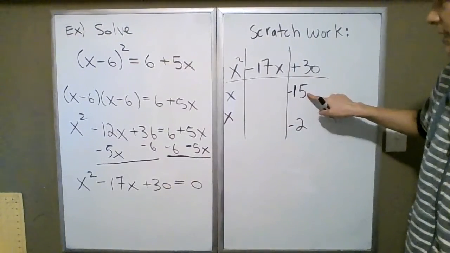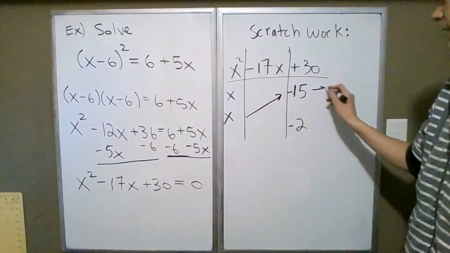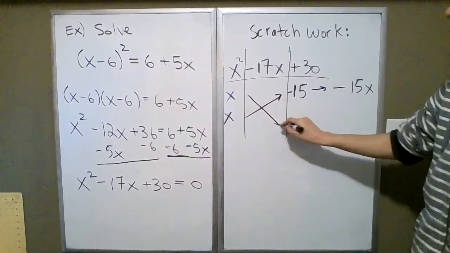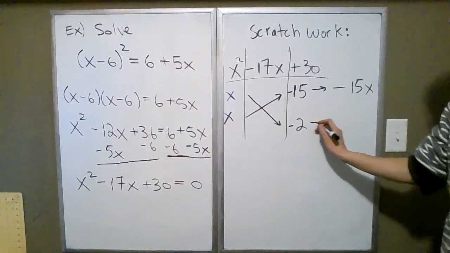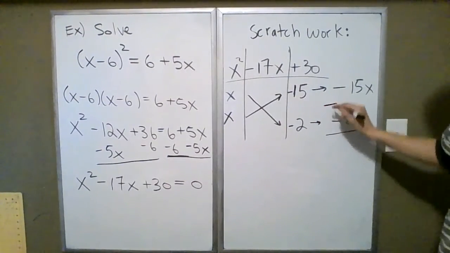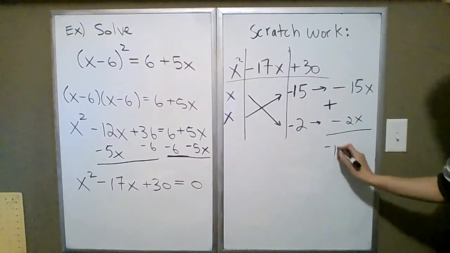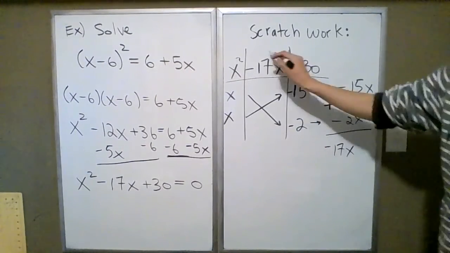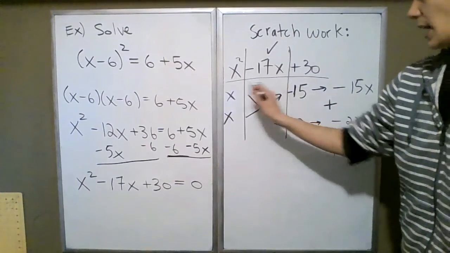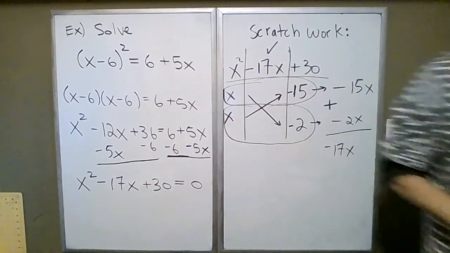Negative 2 times negative 15 is positive 30. And then cross multiply to get negative 15x. Multiply here to get negative 2x. Add those together, which is negative 17x. And that's my middle term. So that side is going to factor into x minus 15 times x minus 2.